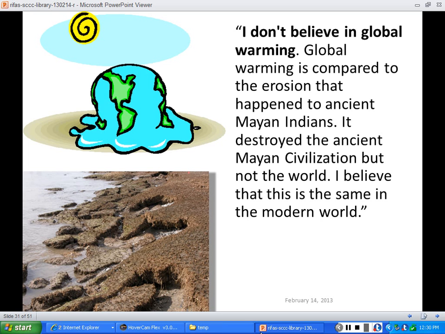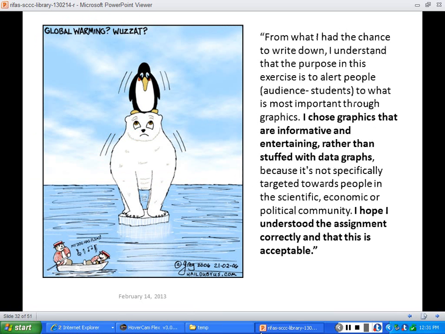But one of the things that is interesting here is that he's comparing it to the destruction of a previous civilization. And so that opens up the question about how is our situation today different from the civilizations throughout history that have collapsed. From what I had the chance to write down, I understand that the purpose in this exercise is to alert people, audience students, to what is most important through graphics.